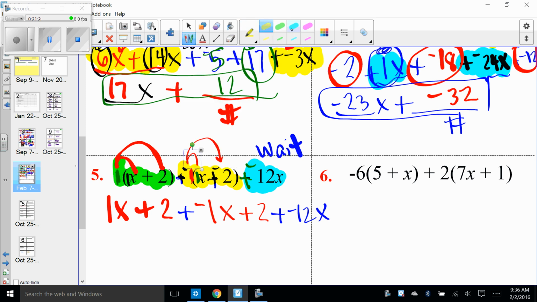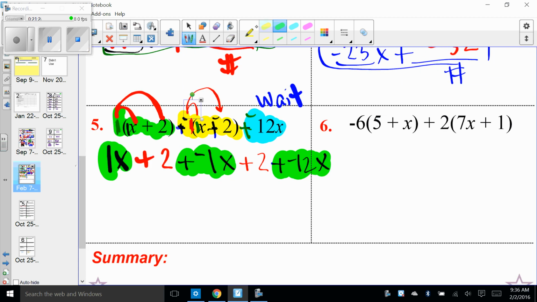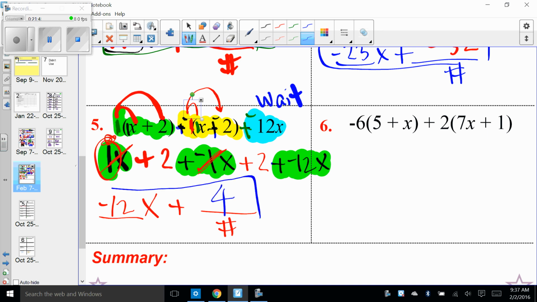Variables are x, so we have x's here with a 1 in front, x here with a negative 1 in front, x here with a negative 12 in front. Those are all my x's, combining like terms. All those x's go together. So I have $1, I spend it. Those are gone, leaving me with just a negative 12x left. Then looking at my number bin, I have 2 plus 2, which gives me a 4 there. So we have negative 12x plus 4. Negative 12x plus 4, unlike terms, so we are done.